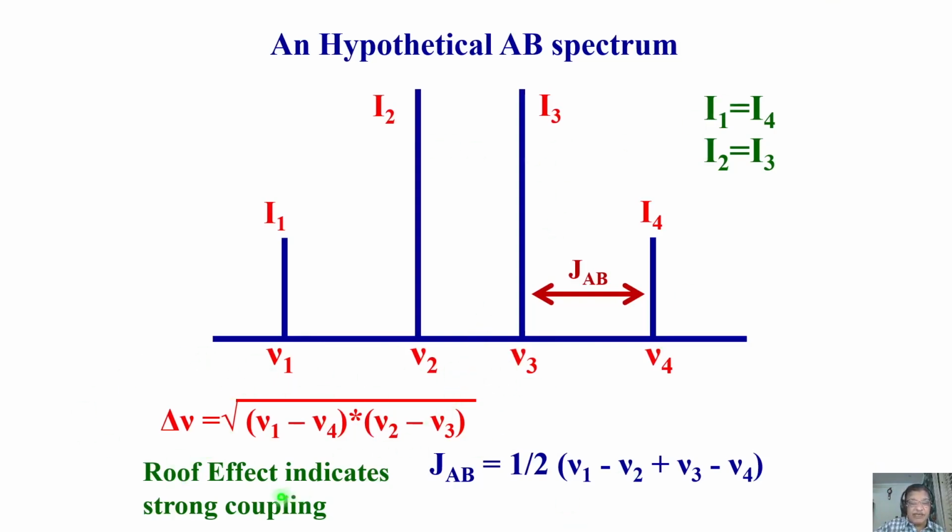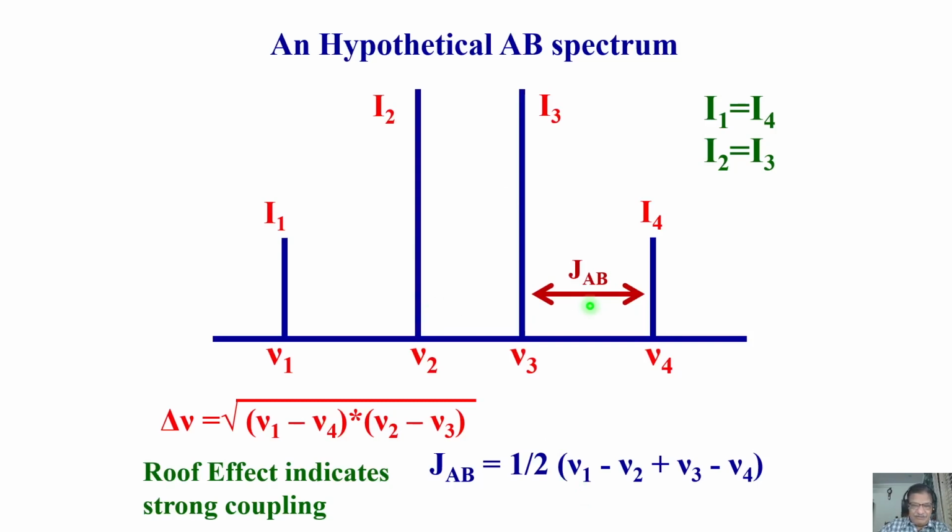In a strongly coupled case, take the difference between lines 1 and 4, multiply by the difference between lines 2 and 3 and take the square root of it. That gives you delta nu, the frequency separation of the two spins. I do not know the chemical shifts individually, but I know the difference. You understand? Now I can also get the JAB.